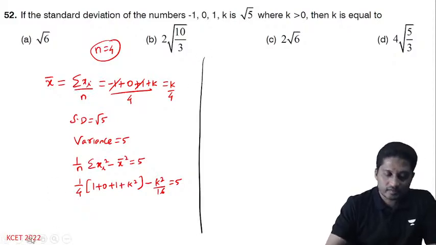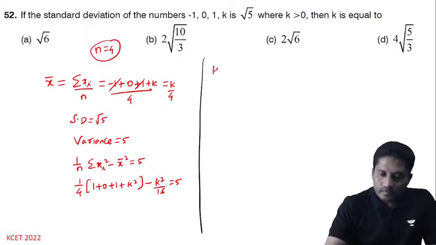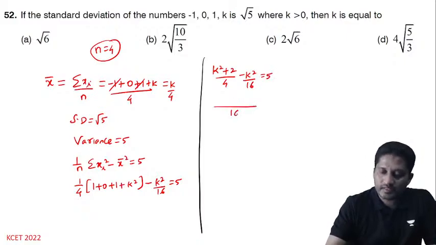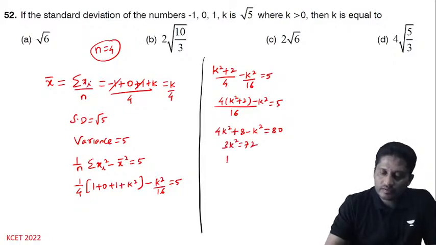Okay, now if I simplify this, k square plus 2 upon 4 minus k square by 16 is equal to 5. I'm going to take LCM 16. You will get 4 into k square plus 2 minus k square is equal to 5. 4k square plus 8 minus k square is equal to 80. 3k square is equal to 72. K square is 24. Okay, K is equal to root of 24, which is equal to 2 root 6. Answer is option C.